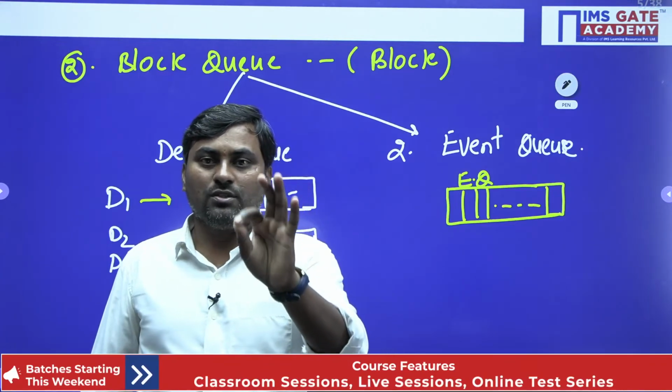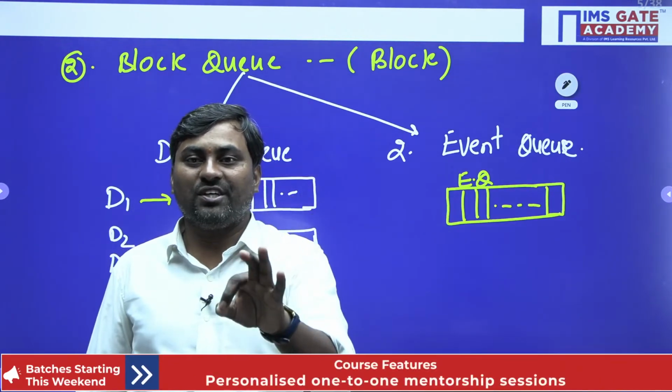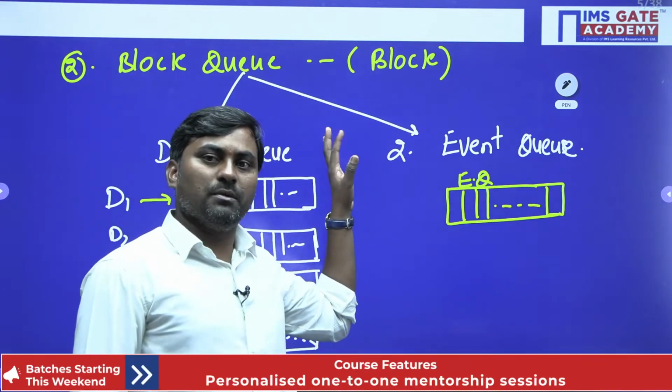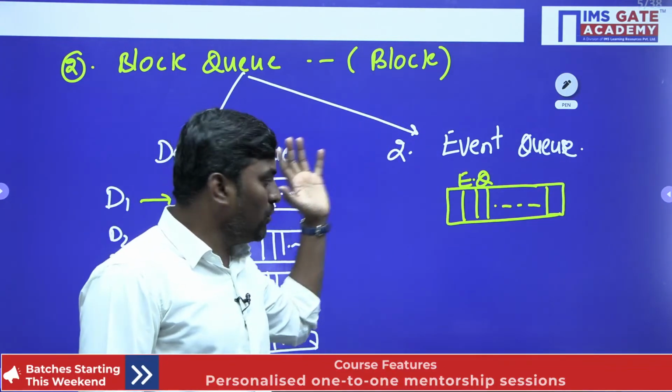So now, the block state which we discussed in the process state transition diagram is implemented by a data structure, that is, a queue: the device queue and the event queue. Is it clear?